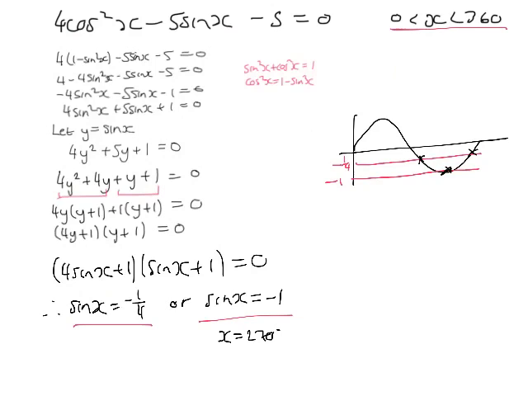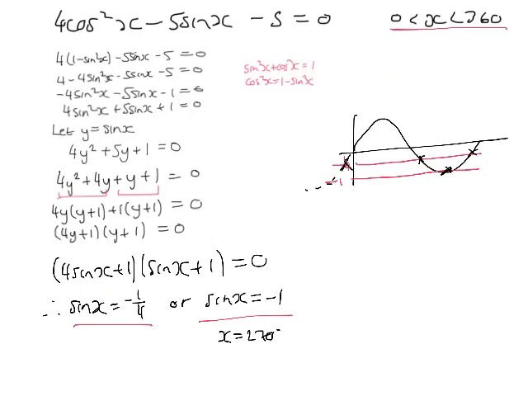If you use your calculator and do the inverse sine of negative a quarter, so just pop that in your calculator, you get negative 14.47 degrees. That's not in our range. That's actually when the sine is negative. This is this value here.